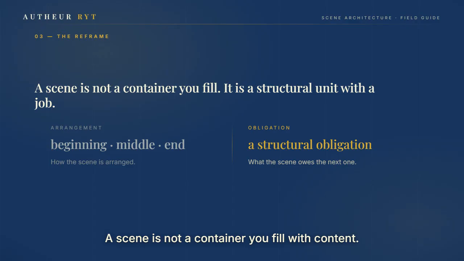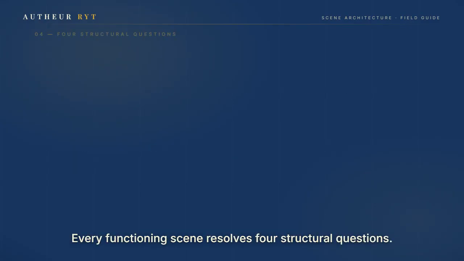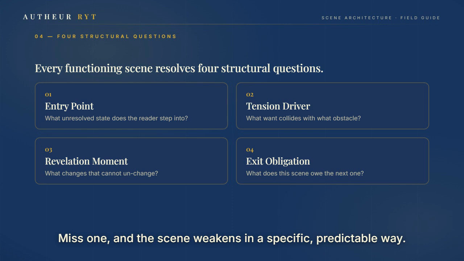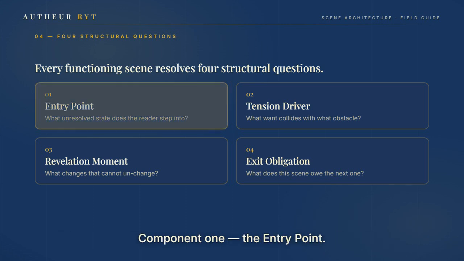A scene is not a container you fill with content. It is a structural unit with a job, and the job is not to be interesting. The job is to make the next scene necessary. Once you see a scene that way, the 4 components become obvious. Every functioning scene resolves 4 structural questions. Miss one, and the scene weakens in a specific, predictable way.